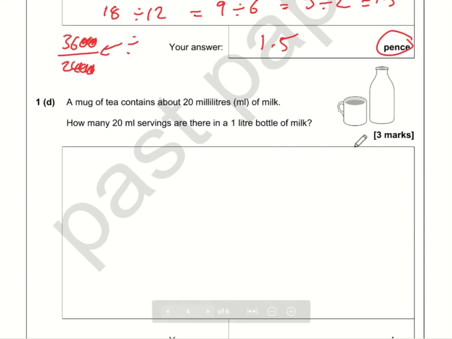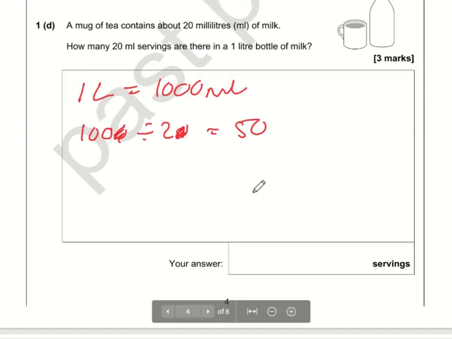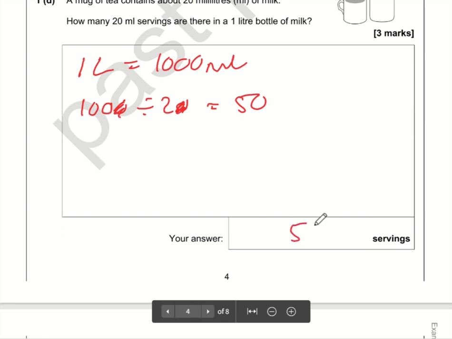A mug of tea contains about 20 millilitres of milk. How many 20 millilitre servings are there in a litre? Well, we need to think of 1 litre as 1,000 millilitres. So how many 20 millilitres are there in 1,000? Well, what is 1,000 divided by 20? That is the same as 100 divided by 2. Again, just simplifying the division like we did before. So that is 50. So 50 servings.